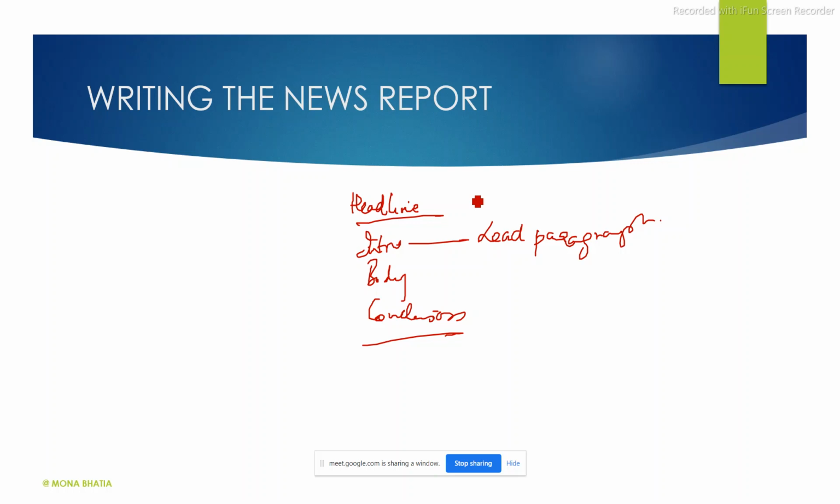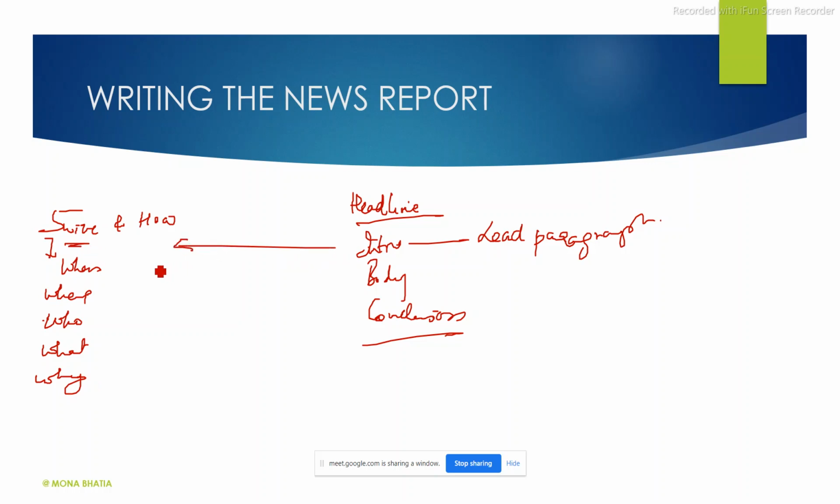Now the introduction basically will be composed of the 5 W's and the H. I always say 5 wives and a husband. Husband is how. 5 W's means when, where, who, and what, and there is one more left, why. Okay, these are the 5 W's that you will be adding in the intro. Okay, and also how.